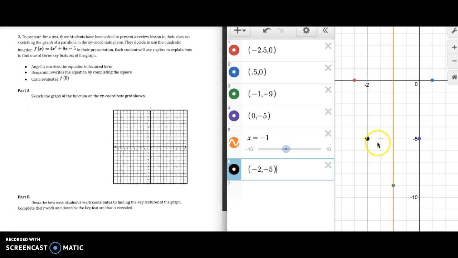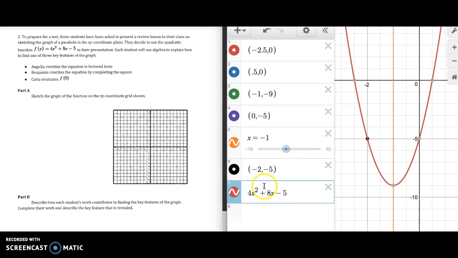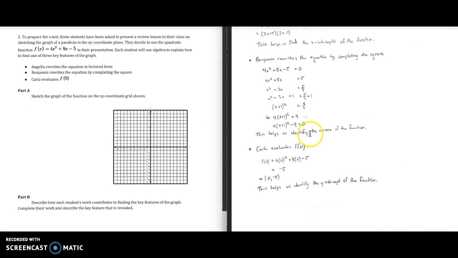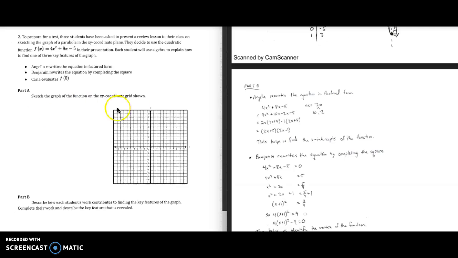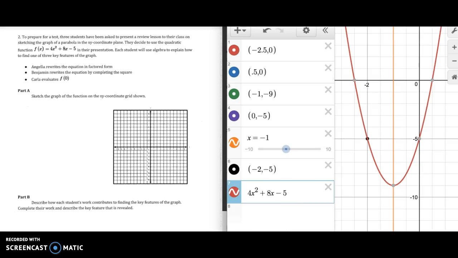And now you can see I have a pretty clear shape being formed. The last thing I'm going to do is just put the equation here, 4x squared plus 8x minus 5, and you can see when I put that equation in, it hits all 5 of the points that I've put up here already. So just coming back to my work, part A, I have to sketch the graph. You can see my work over here. I sketched it. I have those same 5 points that we were looking at over here.